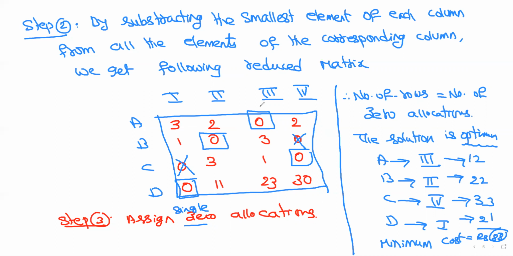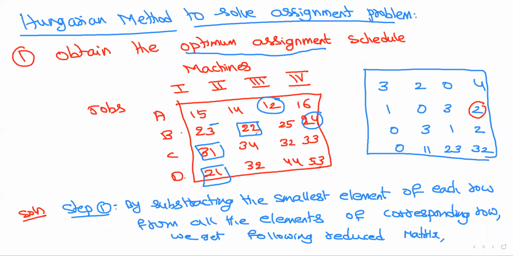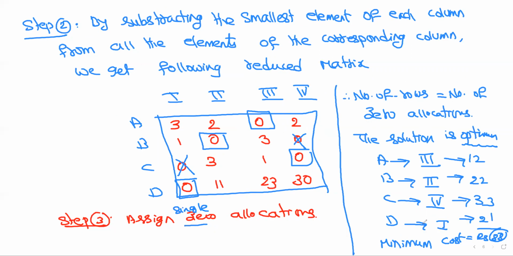So for A person we have to assign the 3rd mission. For B job, the 2nd mission. For C job, the 4th mission. For D, the 1st mission. And write the minimum cost of assignment with the help of the question. For the first one, how much? 12. Like that we have to assign correspondingly, and add all the values, getting 88 rupees as the minimum assignment cost.